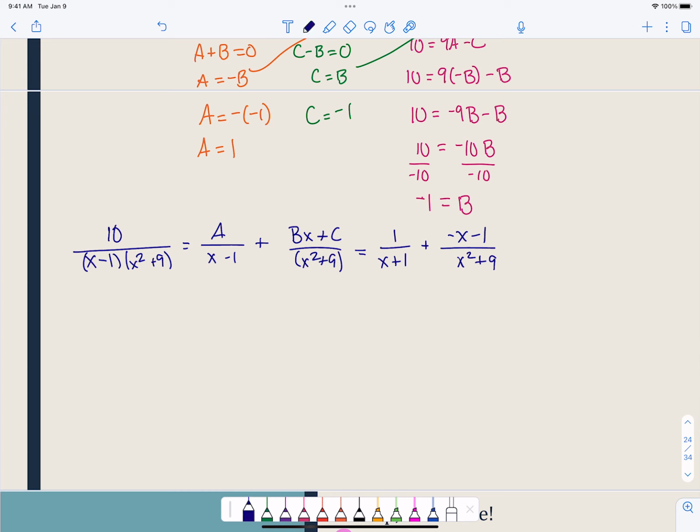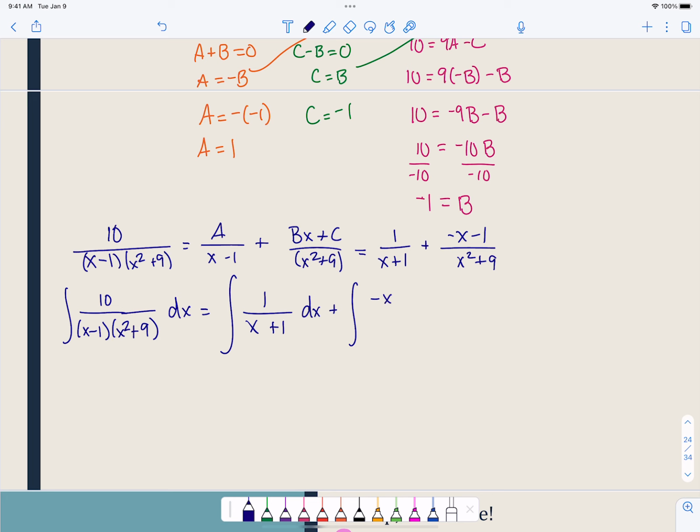So now when we are asked to find the integral of 10 over x minus 1 times x squared plus 9, we can instead find the integral of 1 over x plus 1 plus negative x minus 1 over x squared plus 9. And I think this is a good idea, we can already split up this integral into two pieces, our two separate fractions, because the first fraction should be pretty straightforward after the ones that we've seen so far: we're going to get natural log of the absolute value of x plus 1.